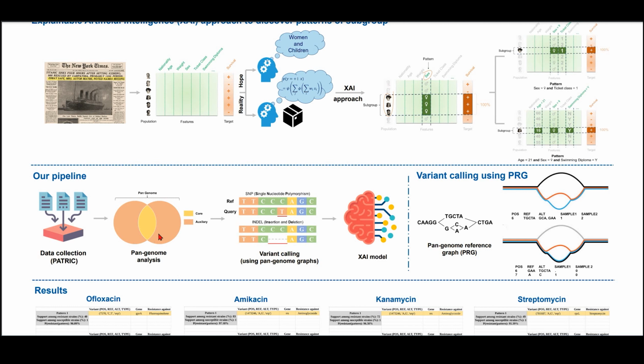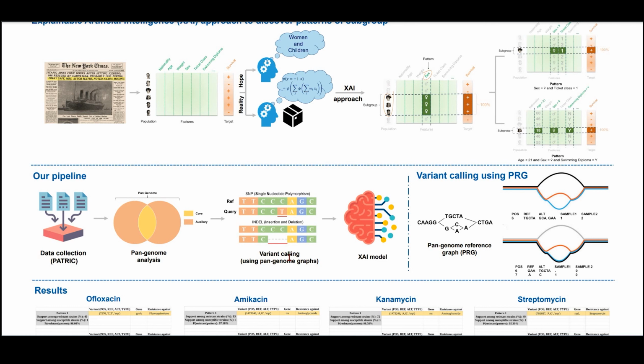Now, this step of performing the pangenome analysis is important in our study because for pathogens which have an open pangenome, most of the resistance genes are part of this auxiliary genome. Next, we use the multiple sequence alignment of individual genes from all the strains and use them to build the pangenome reference graphs. And further, we use this pangenome reference graph to perform the variant calling, as we can see here.